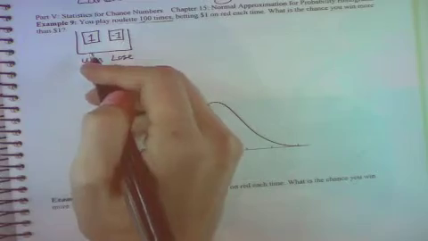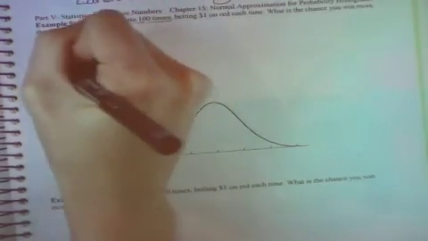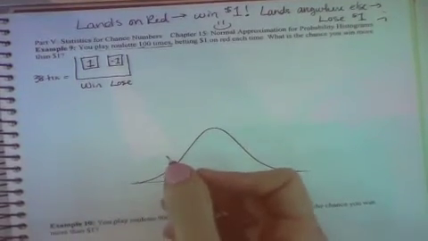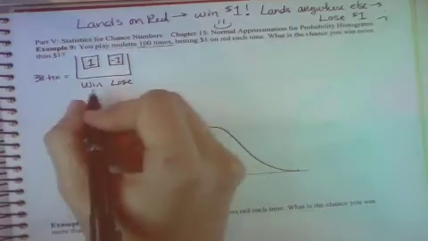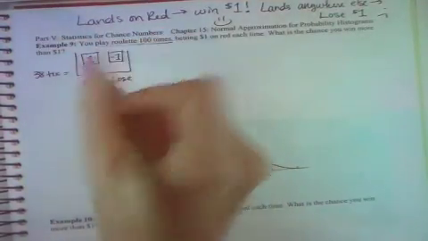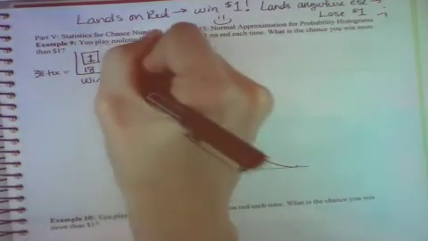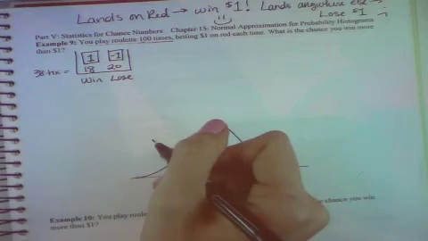Now, how many ways are there to win? Remember, there are 38 tickets, right? There are 38 slots on a roulette wheel. 18 red, 18 black, and 2 green. So if we're betting on red, there are going to be 18 red slots. So 18 ways we can win. And ways we can lose, 20, for those 18 black and 2 green.